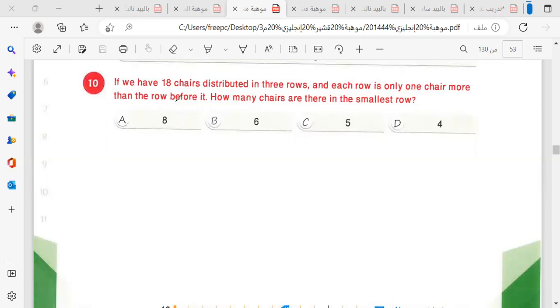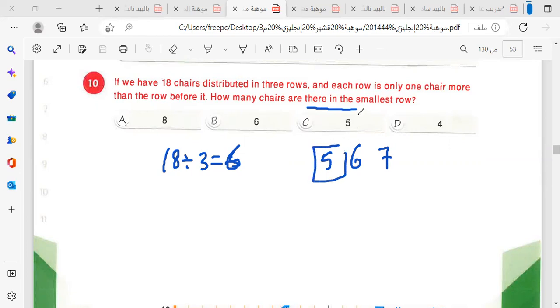If we have 18 chairs distributed in 3 rows, the first step is to find the middle number. 18 divided by 3 gives 6, right? So the middle row will be 6. What is the number before 6? It's 5. The next after 6 is 7. He asked me now, what is the smallest? It's 5, correct. So the answer is 5. Is it clear? Right. Online students, is it clear?